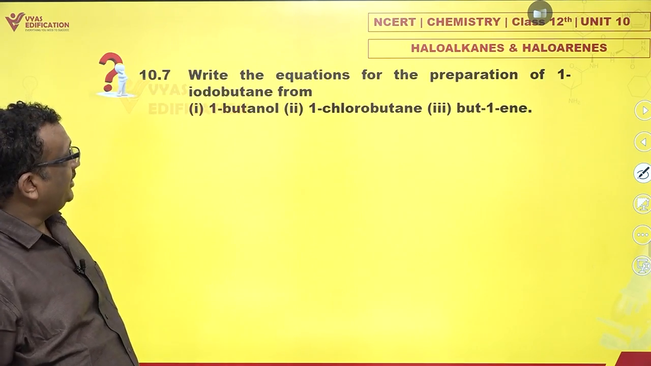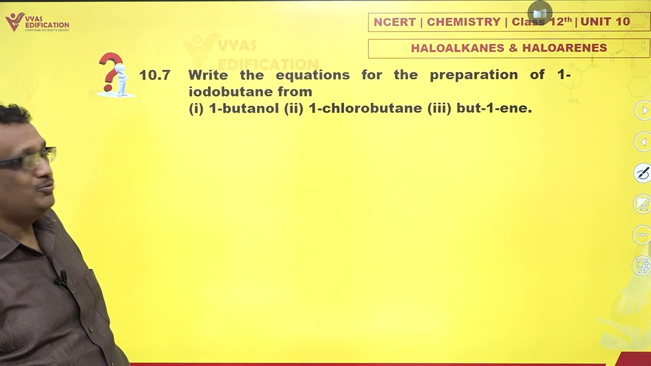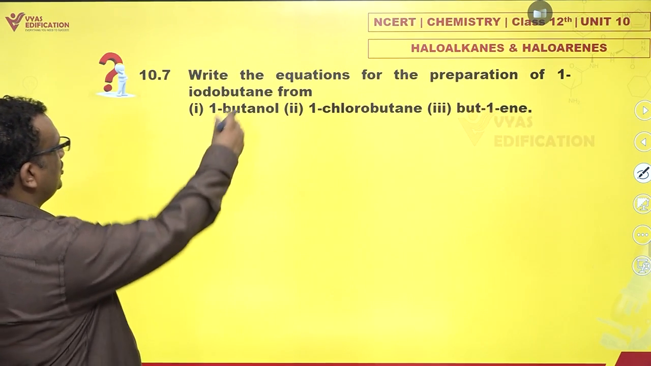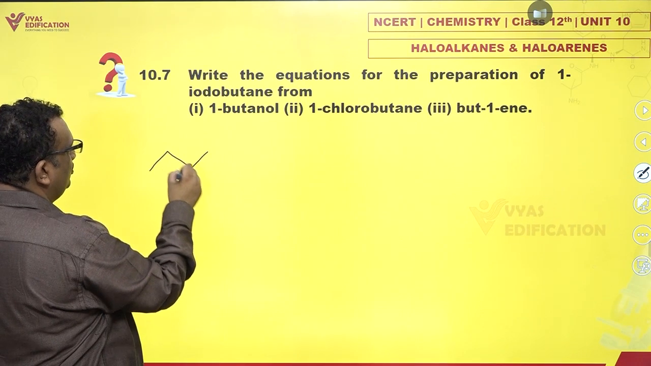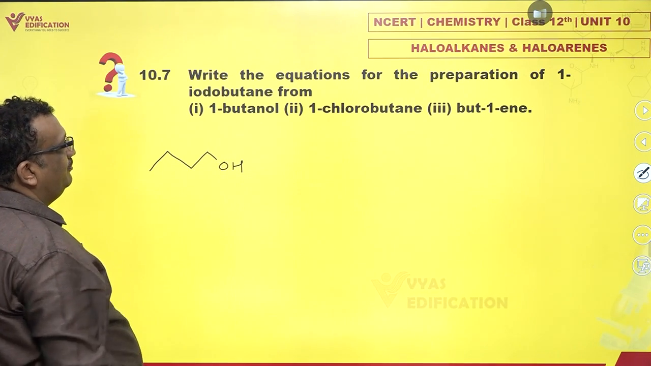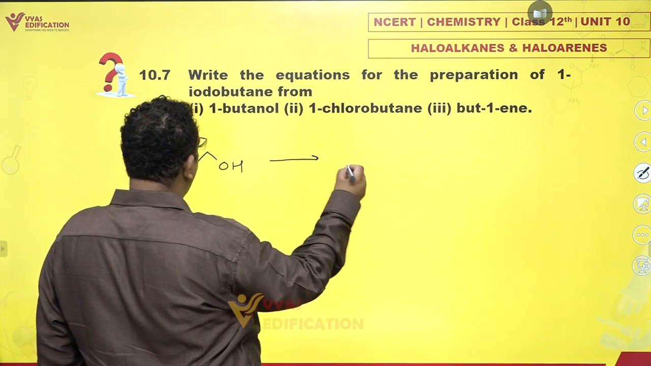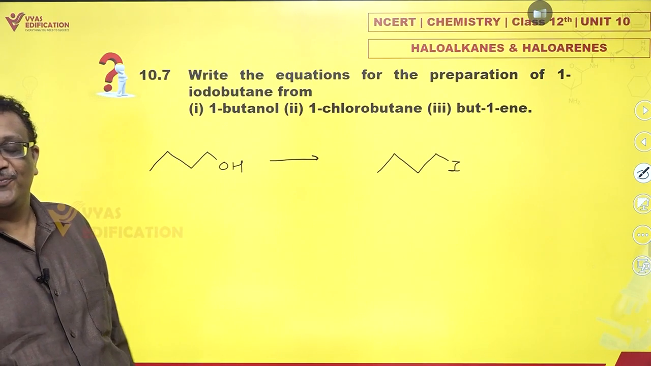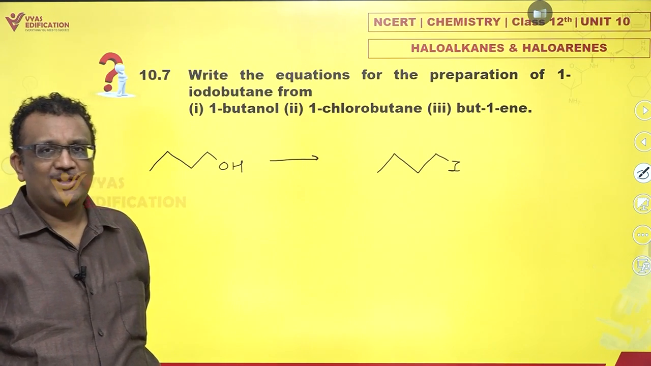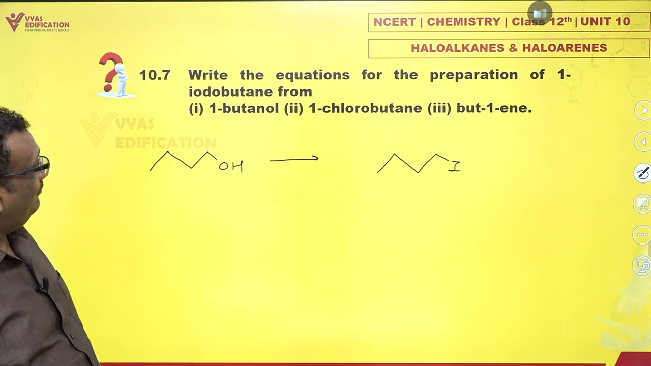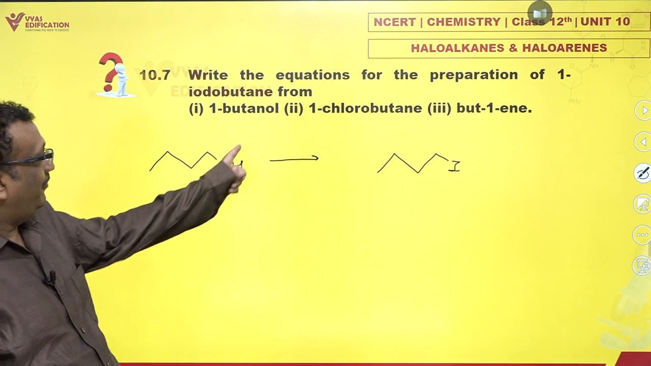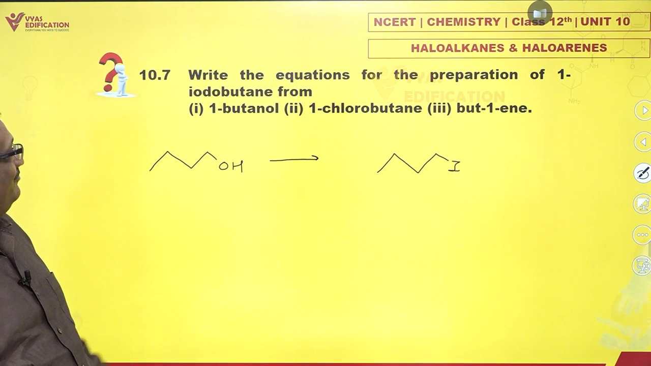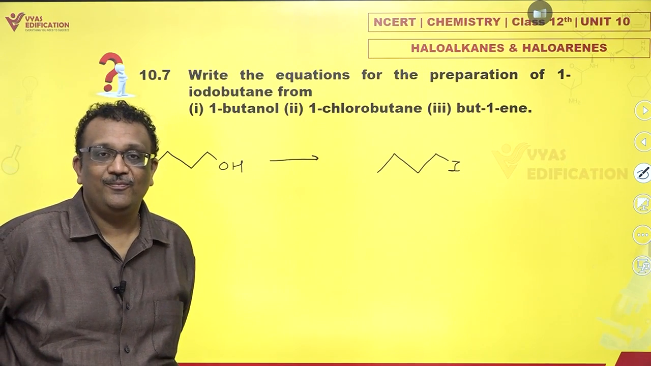This is it. Write the equations for the preparation of 1-iodobutane from butanol. Now I have 1, 2, 3, 4. This is 1-butanol. And I want to convert this to 1-iodobutane. What do you think I would need to do for this? Well, I also have 1-chlorobutane which I intend to convert to 1-iodobutane, and I have but-1-ene which I intend to convert to 1-iodobutane. How shall I do it?